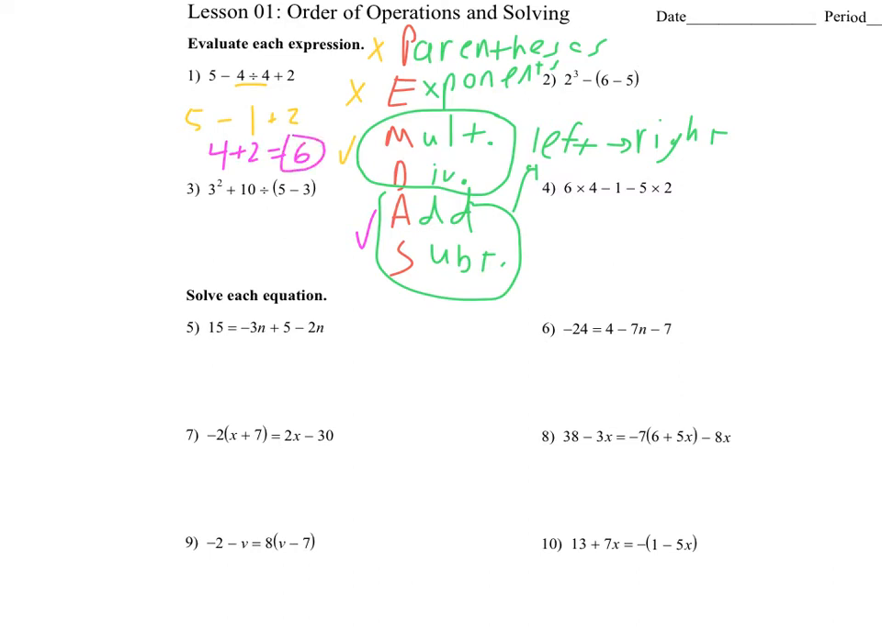All right, so now I'll do this again for number 3. We do have parentheses, so I'm going to do those first. I'm going to write everything else the same, and I'll do 5 minus 3, which is 2. Next, I do have an exponent here, so I'll do that next. So 3 to the second power is 9, because 3 to the second power means 3 times 3, 3 times itself.